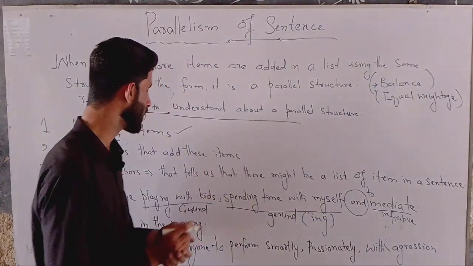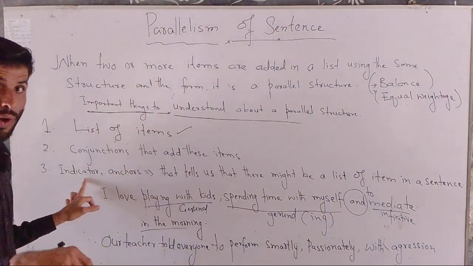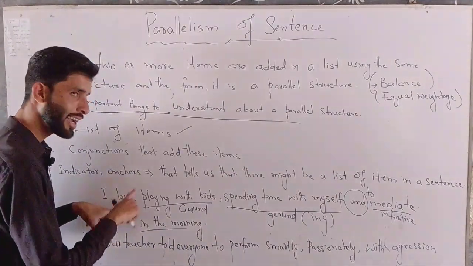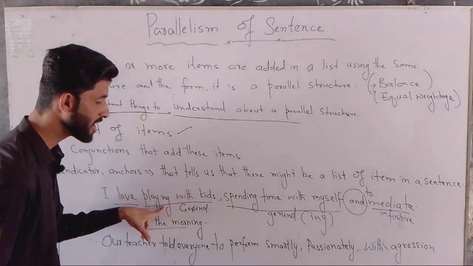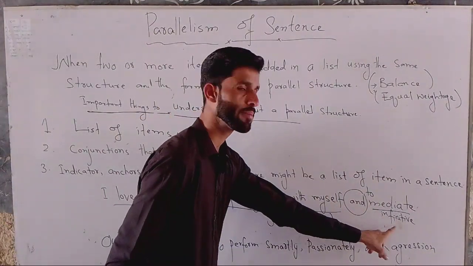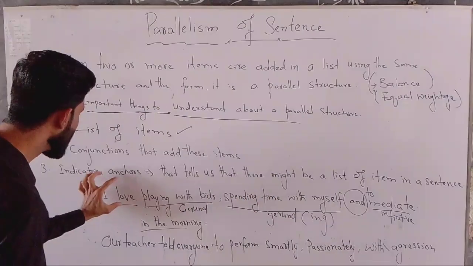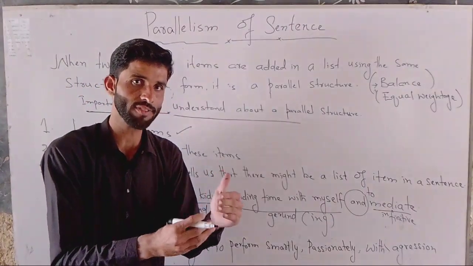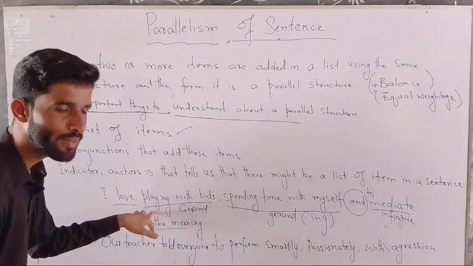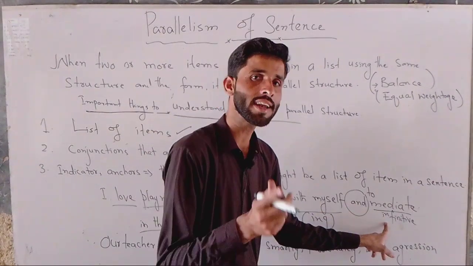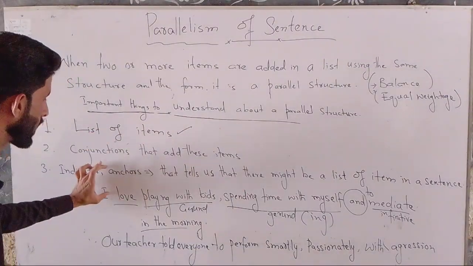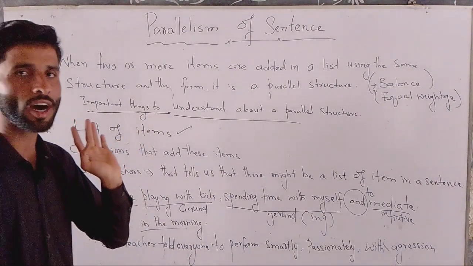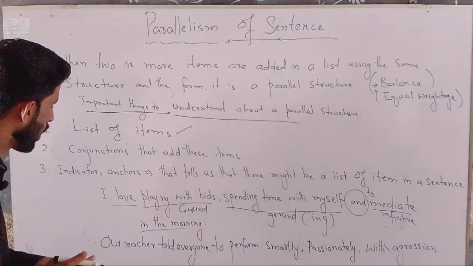Which conjunction is used here? Number third, indicator. What is the indicator? The word "love" in "I love" indicates different items. The first item is this, the second is this, and the third is this. We have to take care of what the indicator indicates, what it wants to tell. So this one is gerund form, this one is gerund form, that is infinitive form. We have to take care of these three things: the list of items, conjunctions, and indicators or anchors. Okay, I hope you understood all.